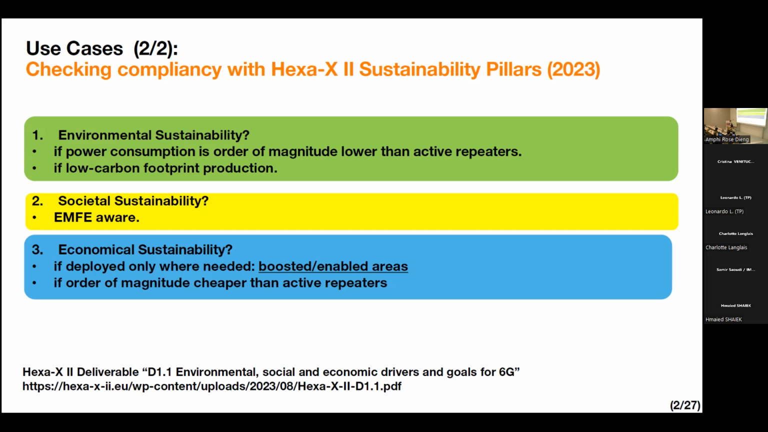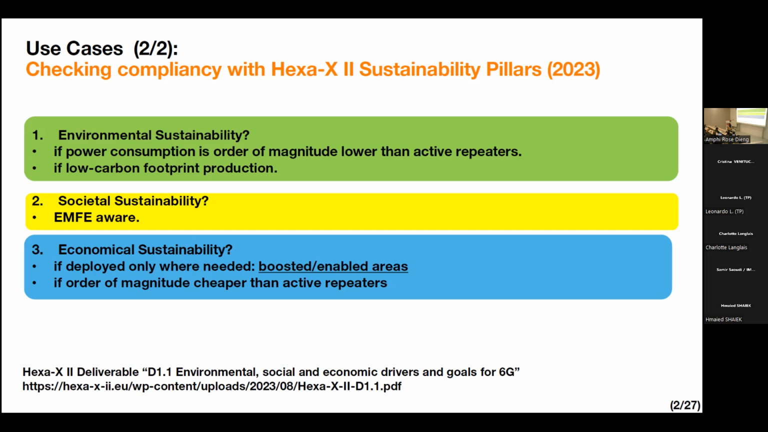It is to say, not generating a huge carbon footprint producing these new equipments. Social sustainability, this is the aspect which creates the most debates in research today. My personal guess is at least this equipment is not radiating waves, so it should be easier to have it accepted or adopted by society. I have no other clue regarding this aspect.